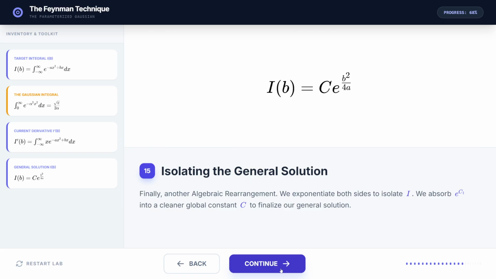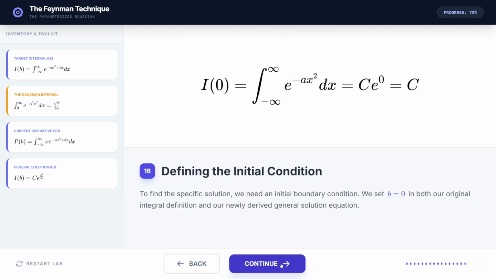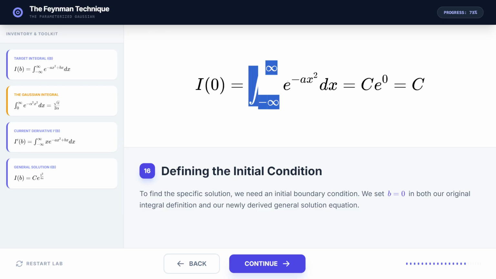All right, if we exponentiate both sides, we end up with this after we absorb e to the c1 into a cleaner constant, just plain old capital C. So this is our I of b, but now we need to solve for C. Well, if we plug in b equal to 0 into I of b, we find that our C has got to be equal to this integral right here.